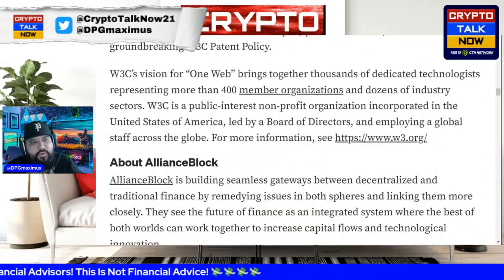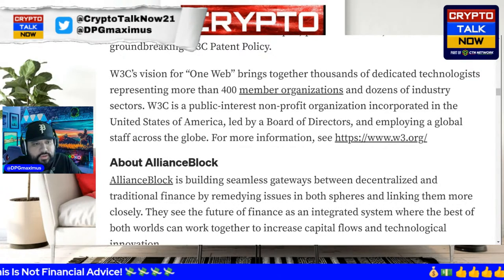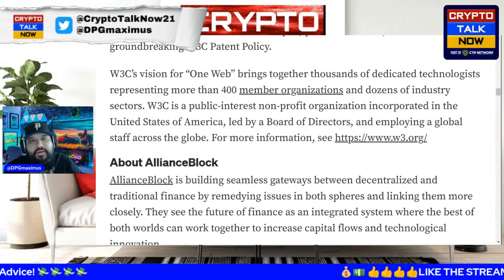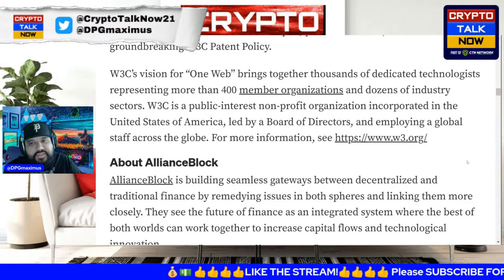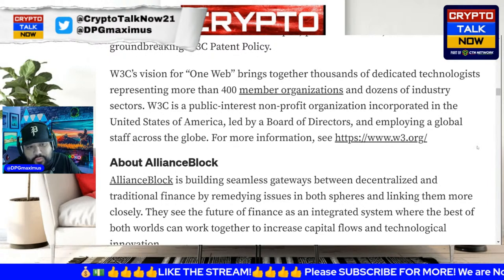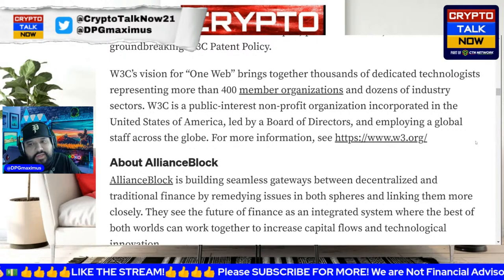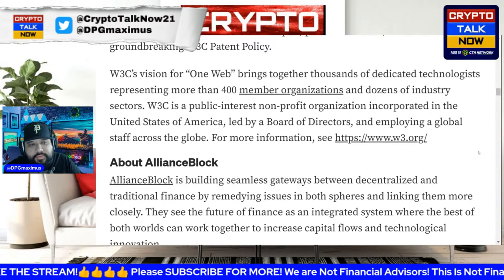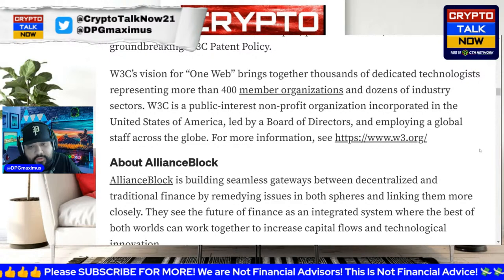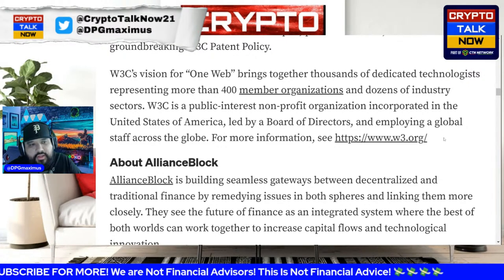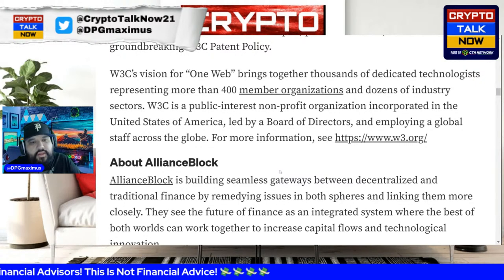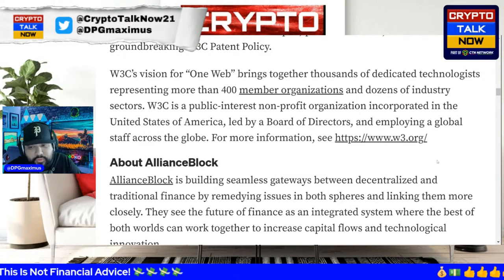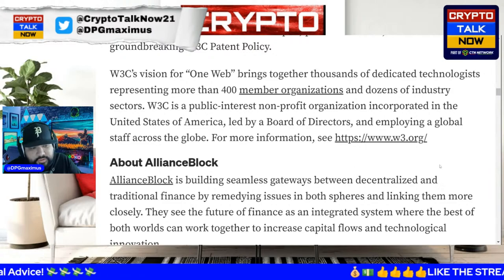But one thing I will mention from there is their vision. If you're wondering what the heck is their vision, well, their vision for One Web brings together thousands of dedicated technologists representing more than 400 member organizations and dozens of industry sectors. W3C is a public interest nonprofit organization incorporated in, believe it or not, the United States of America, which kind of sounds crazy, right? It's led by a board of directors and employing a global staff across the globe.